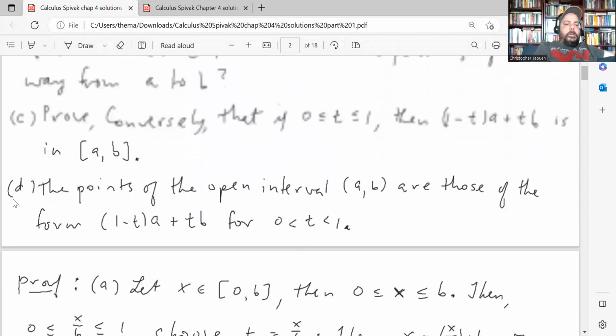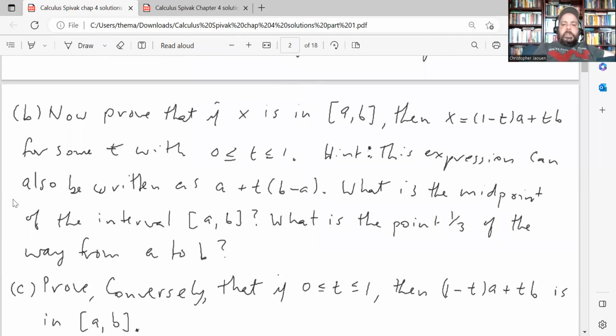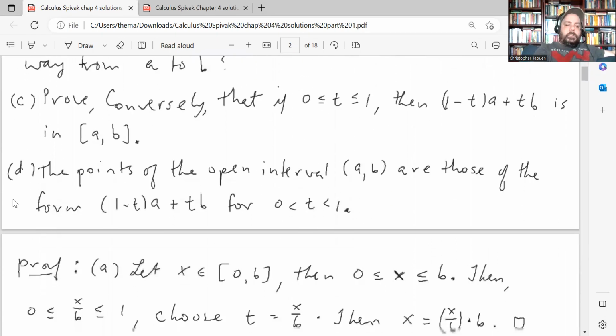Okay. Part B. Now prove that if X is in the closed interval from A to B, then X is of the form (1 minus T) times A plus TB for some T between 0 and 1. He gives a hint here. This expression can also be written as A plus T times (B minus A). And then once we do that part, he wants us to say what the midpoint of the interval is and what is the point 1/3 of the way from A to B. So let's do that one next.